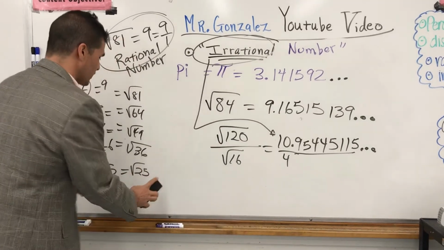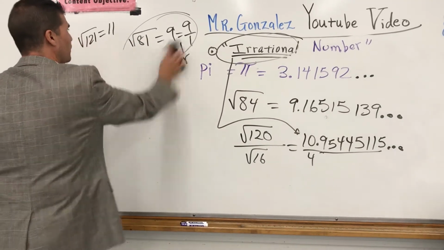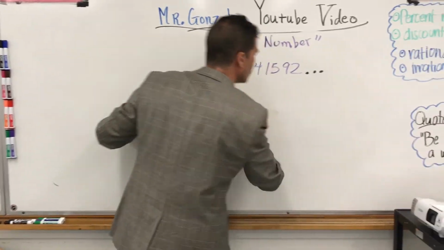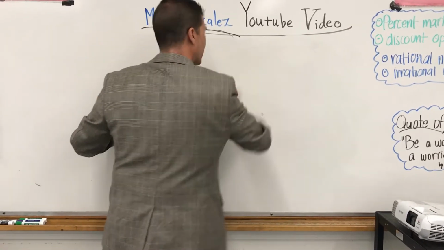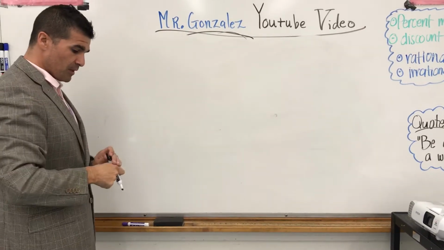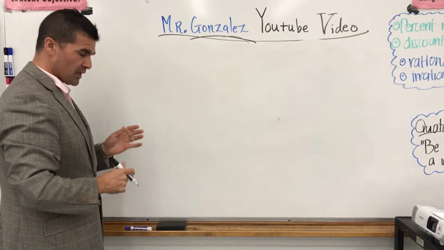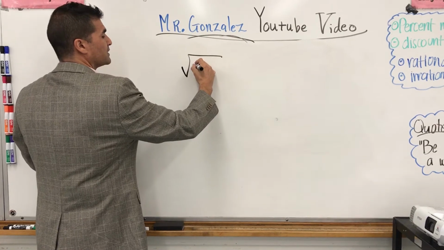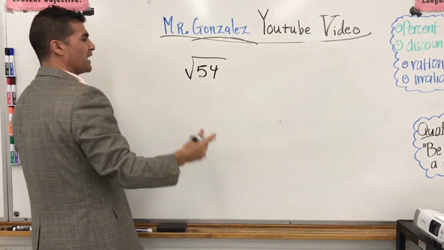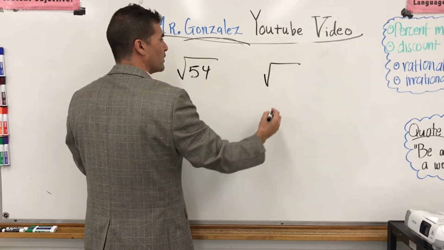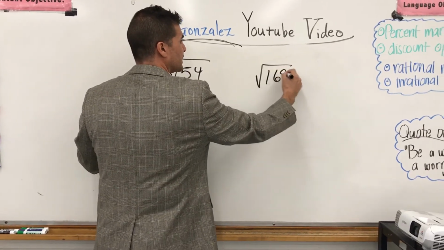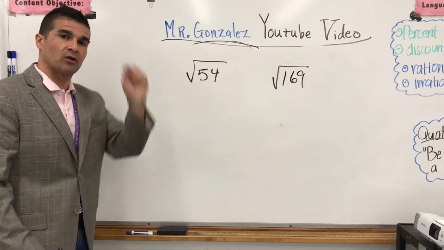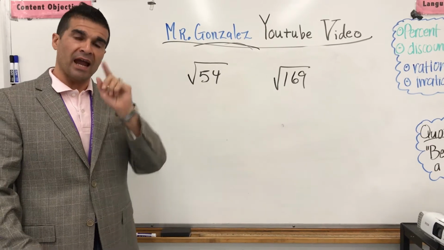So, here's what I want you guys to do. I want you guys to take the example that I just gave you, and I want you guys to go ahead and tell me whether the two numbers that I'm about to give you are irrational or rational. Let me give you the square root of, let's say, 54, and let's say the square root right here of 169. I want you to tell me which one is irrational and which one is rational. Hit the pause button right now and you decide.